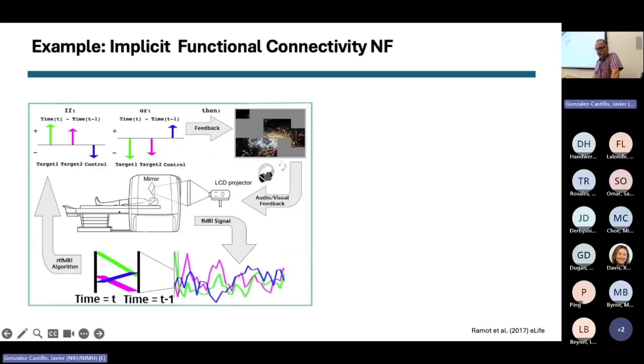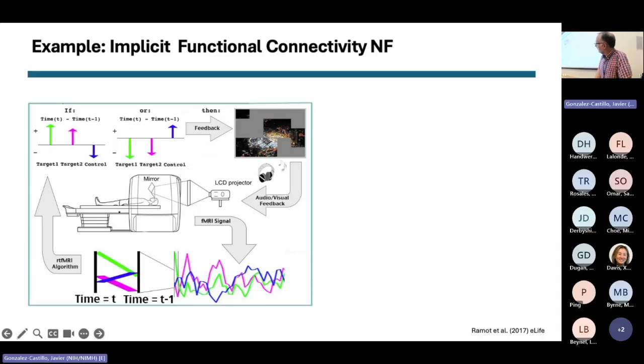In this case, the GUI that the subject saw was a blank screen. And whenever the activity or connectivity, I'll talk about that in a second, was going in the direction of interest, what would happen is that one part of the image underneath would appear with a very nice sound. So their goal was to make the whole image appear on the screen. And that seems to be very rewarding from the description of the subjects.